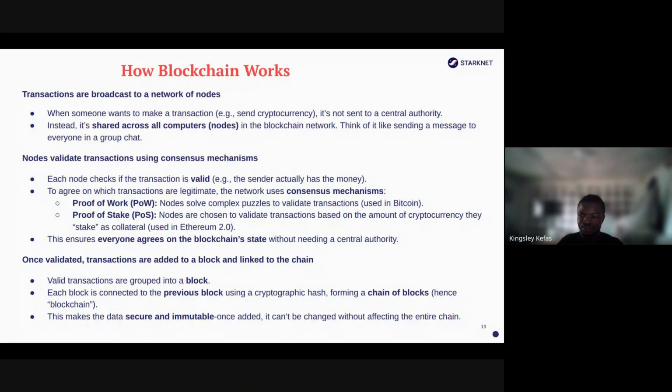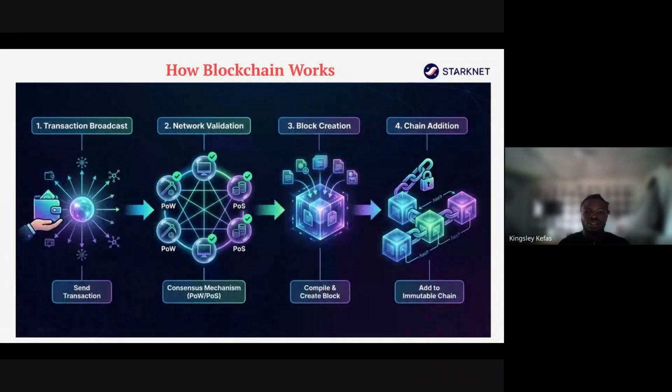Yeah, any other question? Okay. So this is just an illustration of how it works. First of all, when a transaction is being sent, it needs to get broadcasted. Once it's broadcasted, it gets validated by the node. Depending on the consensus mechanism, like we said, Bitcoin is proof of work, basically solving complex puzzles, right? But for the likes of Ethereum, it is proof of stake.